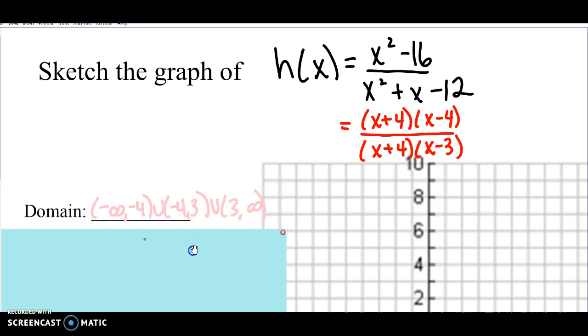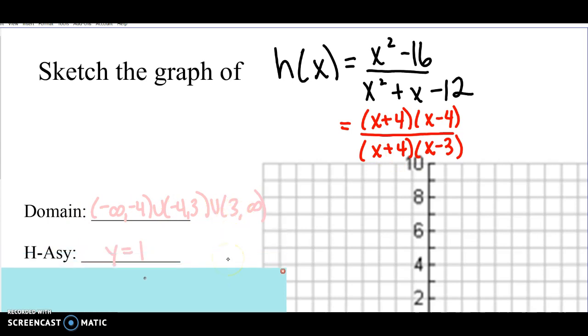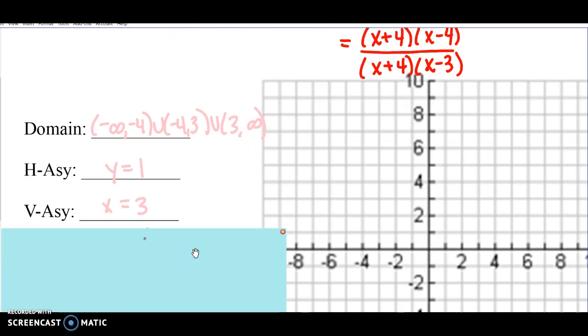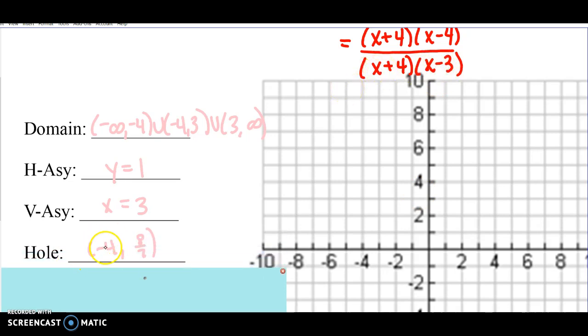Domain, finding where our denominator is undefined, that's negative infinity to negative 4, union negative 4 to 3, union 3 to infinity. Horizontal asymptote, I'm looking at the degree of the numerator and denominator. They are the same, so it's the quotient of their coefficients. Vertical asymptote at x equals 3. I don't have a vertical asymptote at x equals negative 4 because instead I have a hole at negative 4.